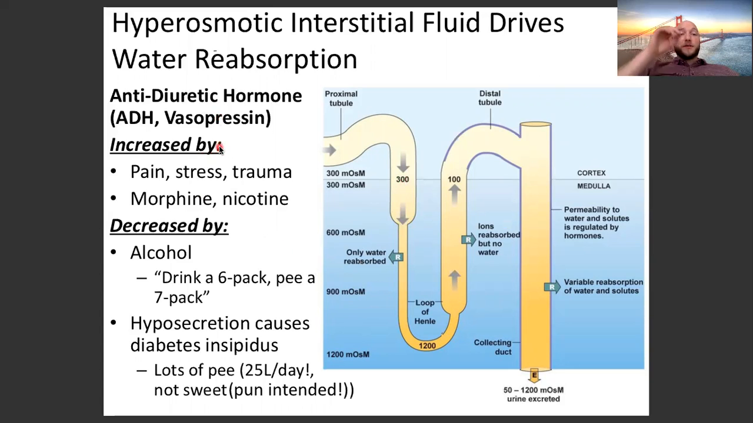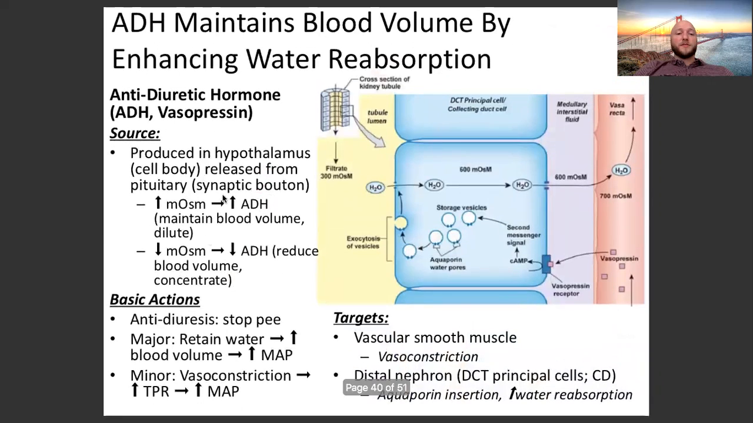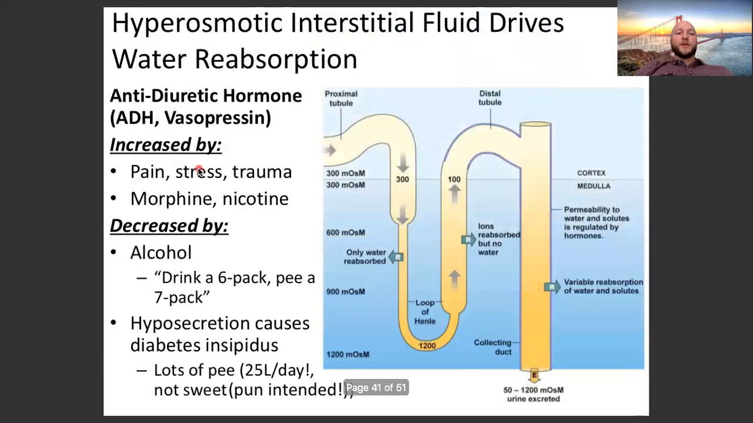Antidiuretic hormone. What other things increase your release of antidiuretic hormone? Pain, stress, and trauma will actually also increase your release of antidiuretic hormone. Also, some medications, some drugs. Morphine does, and so does nicotine.